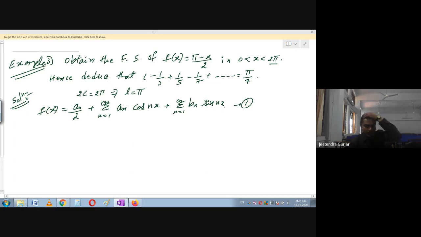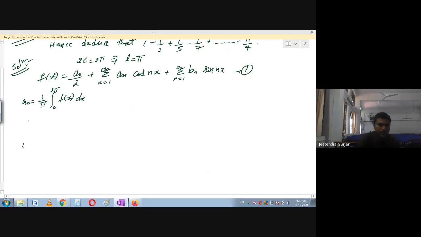Now, I already told you it is a very simple example. Just calculate a naught, an and bn, and substitute the values in this. You will get the Fourier series answer. Now we'll just find a naught first. So a naught is equal to 1 upon pi integration, and you are going to take the interval 0 to 2 pi they have given. So I'm going to take here the integral from 0 to 2 pi of f of x dx. You are very much familiar with this integration, so practice it.